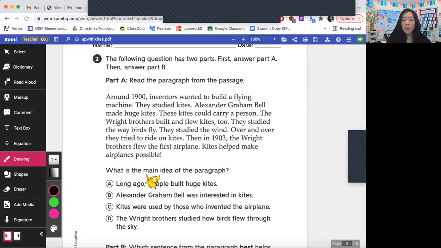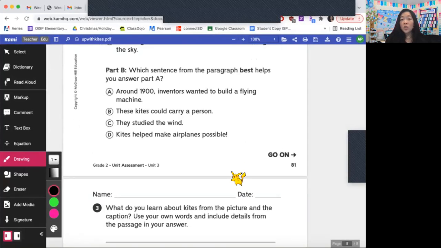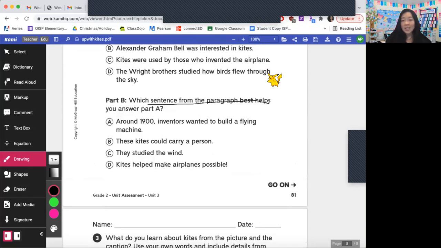Okay, so this one is all about the main idea for the paragraph. So we'll reread that again later, and we're looking for the main idea. What was the purpose of writing that paragraph? Okay. Question number 2 has another part. Which sentence from the paragraph best helps you answer part A? So we're looking for the sentence from the paragraph that best helps. Let's just underline that: a sentence from the paragraph that best helps us understand what the main idea is.